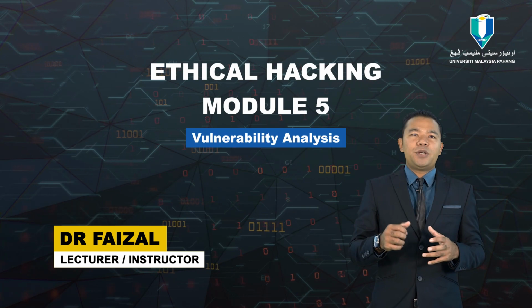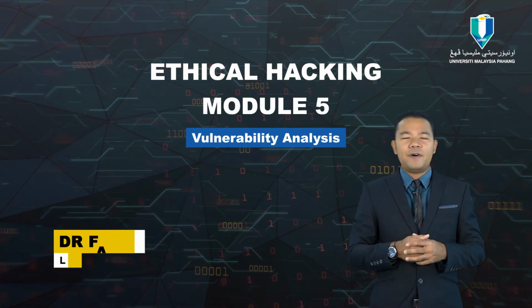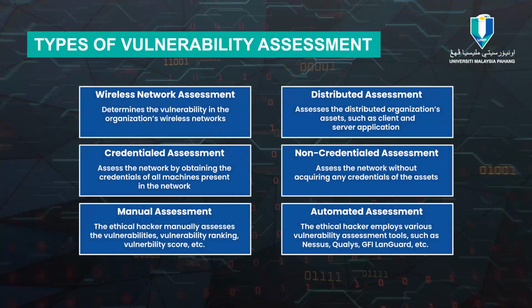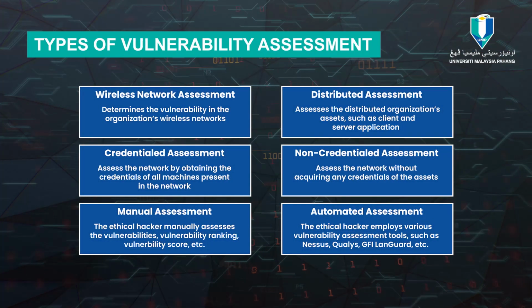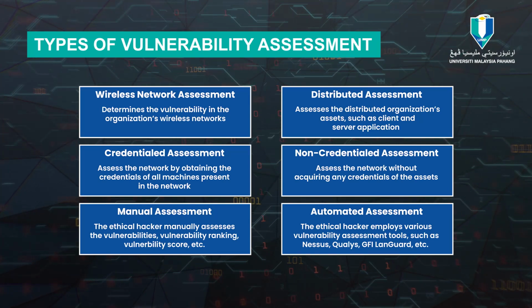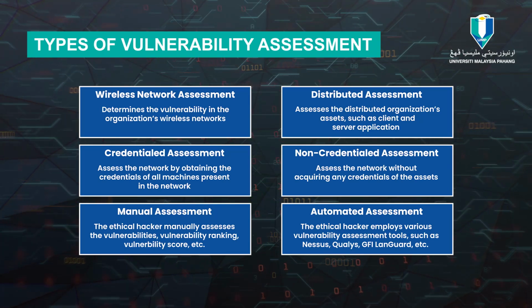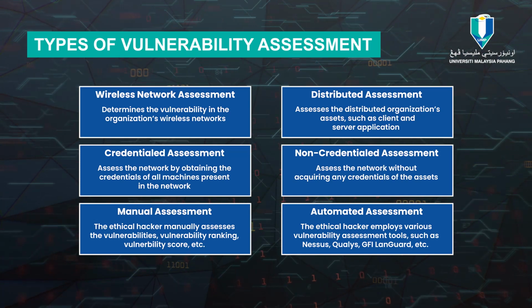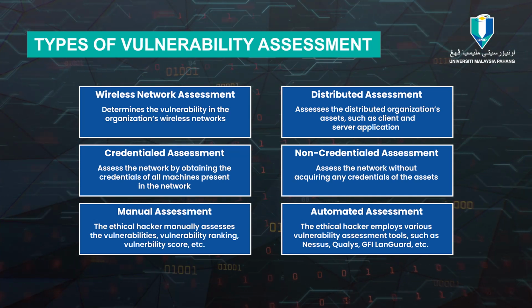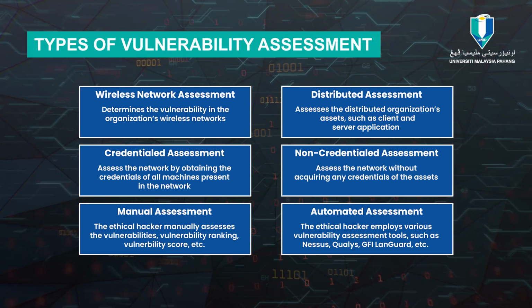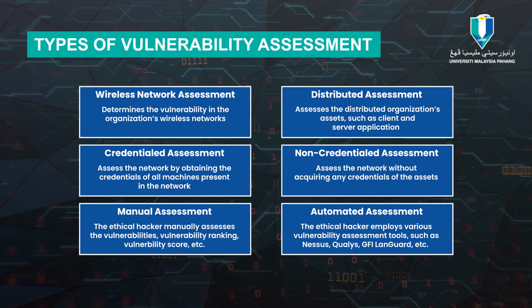Today we will learn about ethical hacking Module 5: Vulnerability Analysis. Wireless network assessment: determine the vulnerability in the organization's wireless network. Credential assessment: assess the network by obtaining the credentials of all machines present in the network. Manual assessment: in this type of assessment, the ethical hacker manually assesses the vulnerability ranking and vulnerability score.